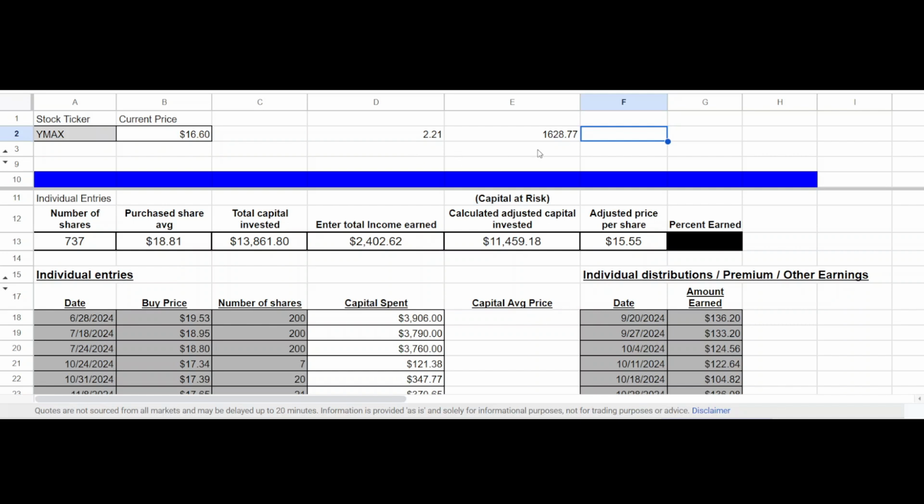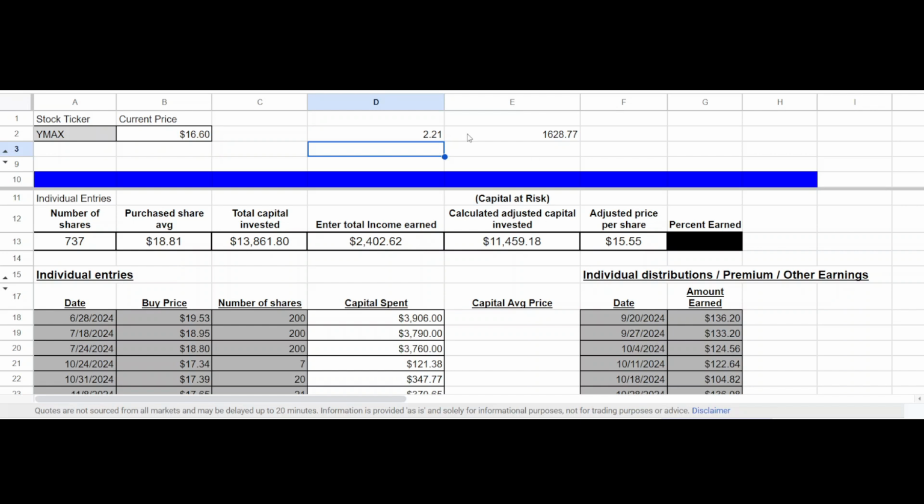Well, it's because it doesn't factor in your distributions. So you have to do that. So if I was only looking at it, I would be looking at a $2.21 price under the current price, and therefore I would be showing a negative $1.6 thousand. But that's not the case, is it? So the case is I'm actually at $15.55, right? That's my price.